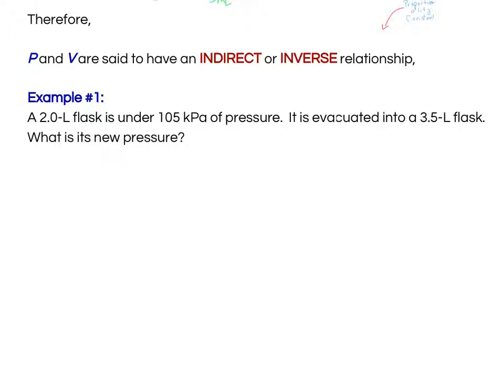As we said before, and you'll want to get this in your notes, pressure and volume are said to have an indirect or inverse relationship. In other words, as one of the variables goes up or is increased, the other one goes down or is decreased. We saw that with volume and pressure. So that allows us to create an equation, and we're going to write down an equation.